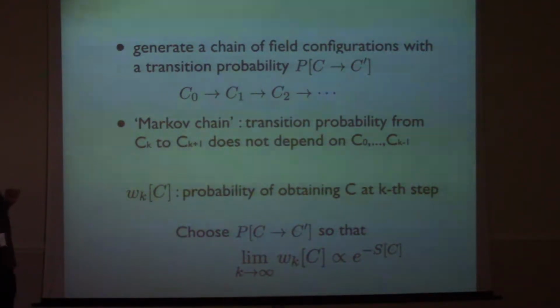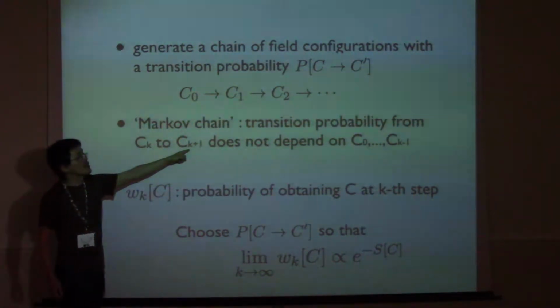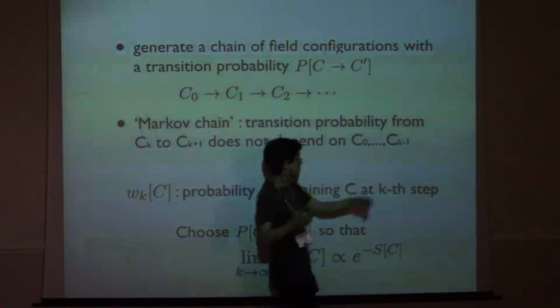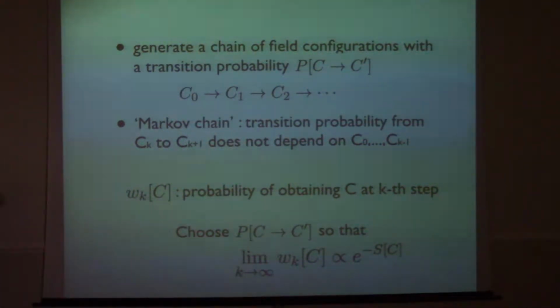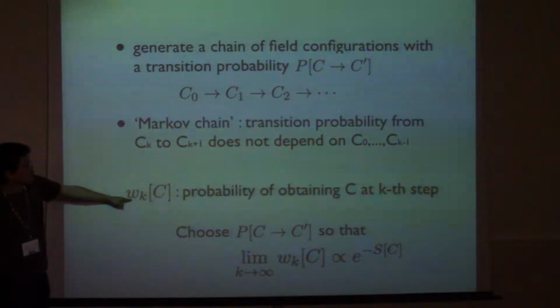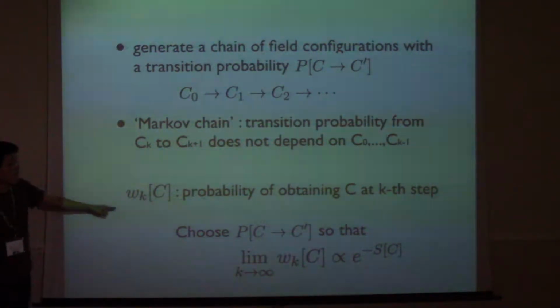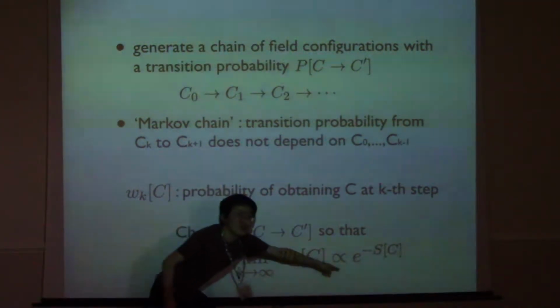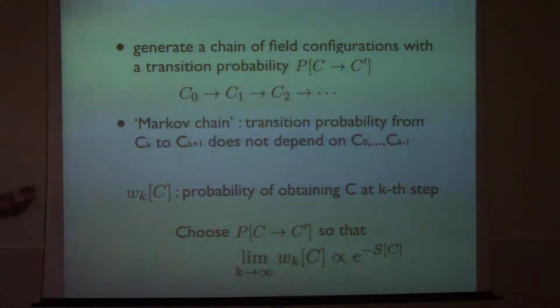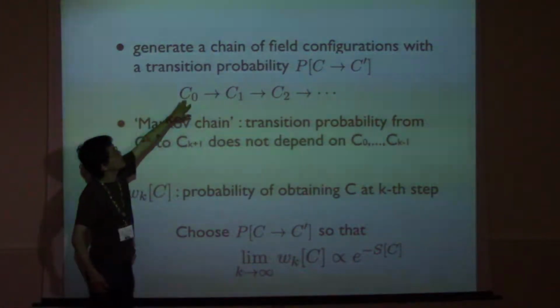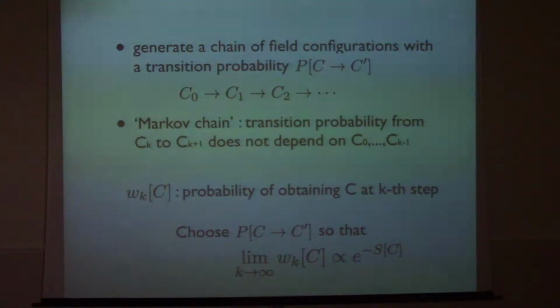And if we take this transition probability right, and if this chain of configurations is a Markov chain, which means the transition probability from Ck to Ck plus 1 does not depend on previous history, then in the long run, we get the probability distribution, Wk, which is proportional to this weight. There's some mathematical theorem, and that theorem has some assumptions, and we cook up this chain so that it satisfies those assumptions.